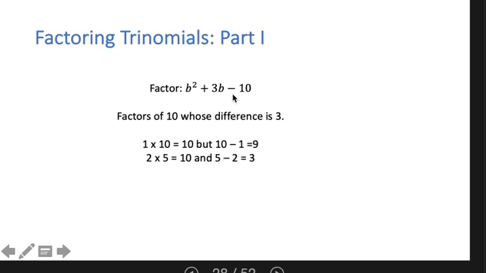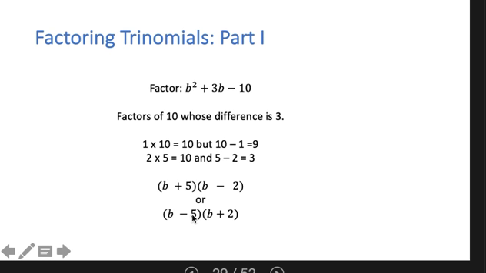So the factors of 10, the only way we can get 10 by multiplying is 1 times 10 or 2 times 5. And of those two choices, the only one whose difference is 3 is 2 and 5, because 5 minus 2 is 3. So it's one of these two options. This is not the same as before. Both of these don't work. See, these are going to give us different answers. If I multiply b plus 5 times b minus 2, that middle term is going to be positive 3b, which I want, and the last term will be negative 10, which I want. This is the correct answer.